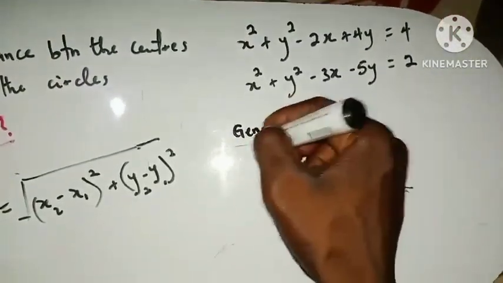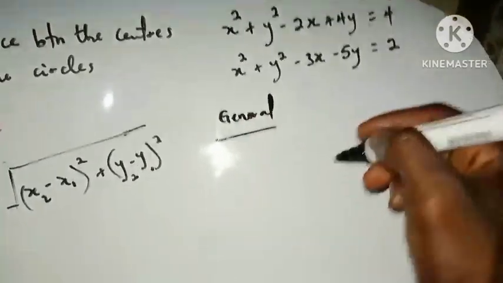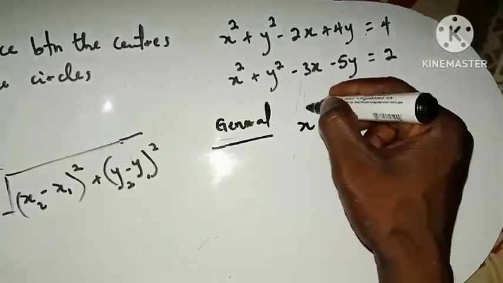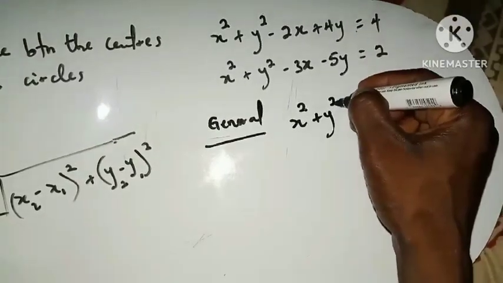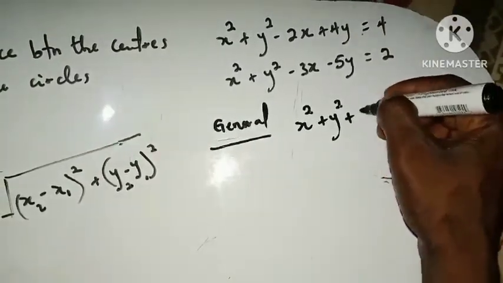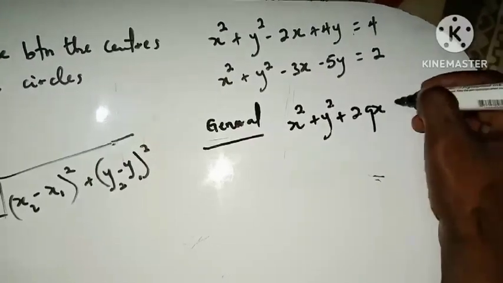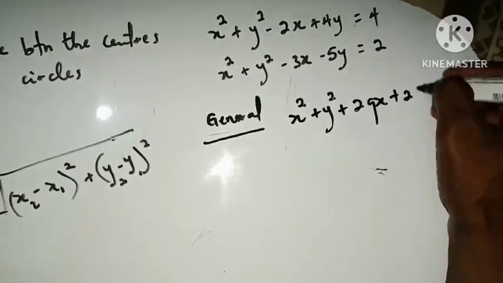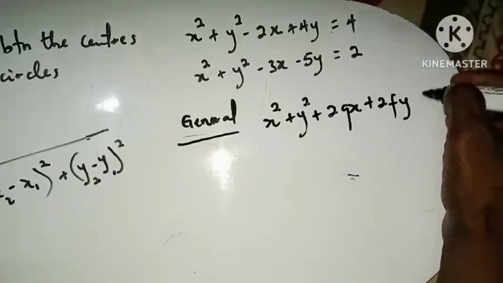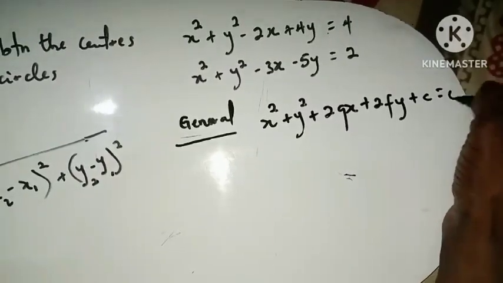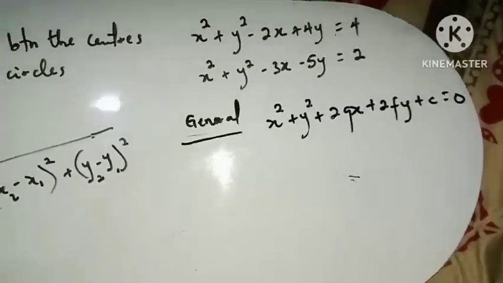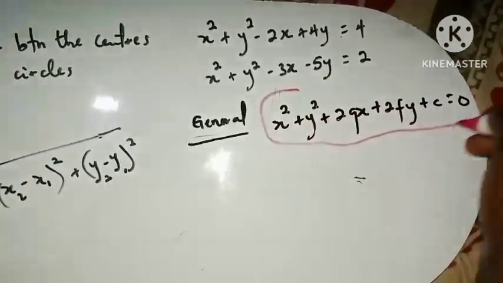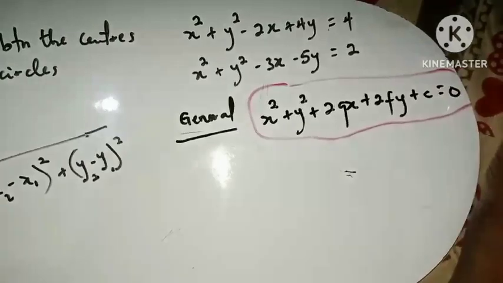So the general equation of a circle says that x squared plus y squared plus 2gx plus 2fy plus c is equal to 0, right? You must, this is an obligation. You must know this general equation of a circle.